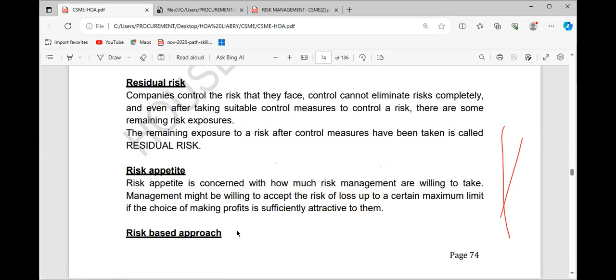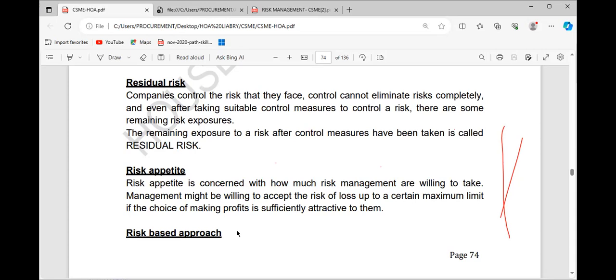Then there's something we call risk appetite. Risk appetite is concerned with how much risk management are willing to take. This is an aspect I said I'm going to explain further when we get there. So risk appetite is what the management are willing to take.